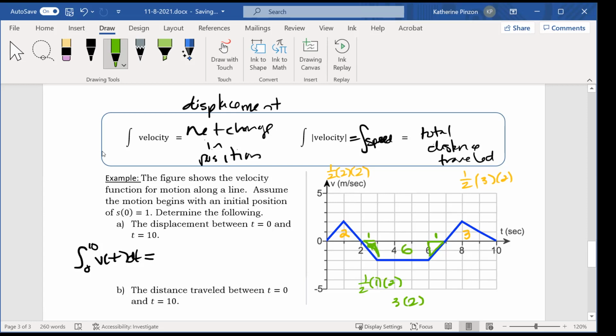Okay, so my total displacement is going to be what? It's going to be negative, right? 2 plus 3 minus 8. The yellow ones are positive, and the green ones are negative. So my displacement is going to be negative 3.